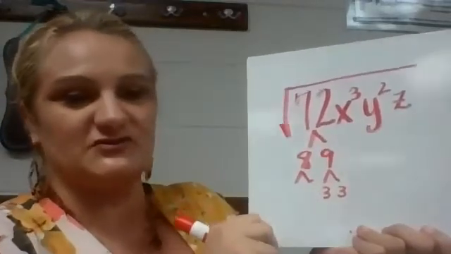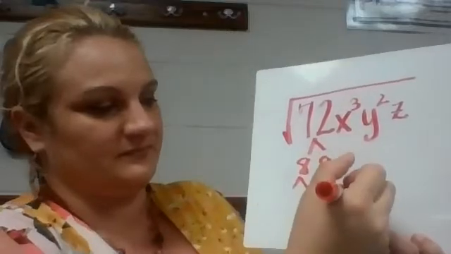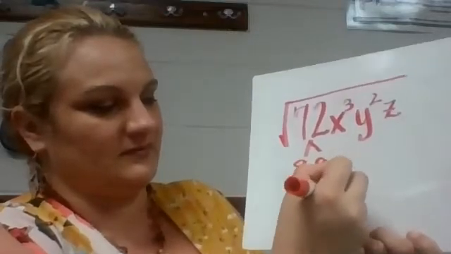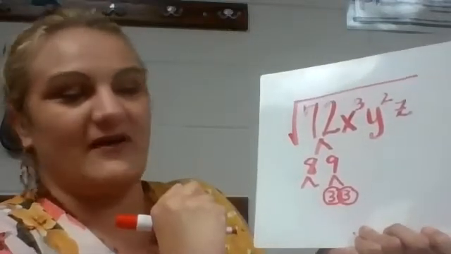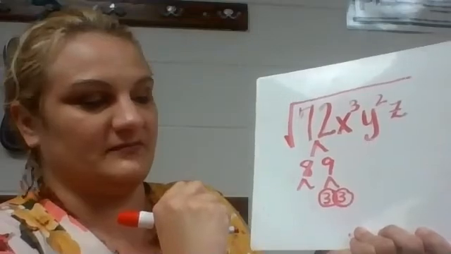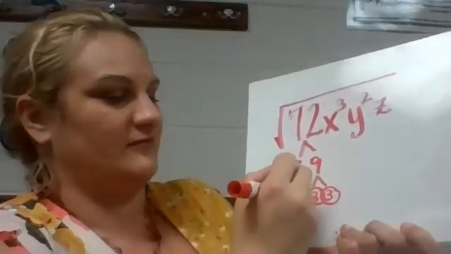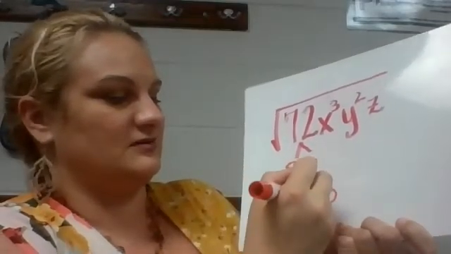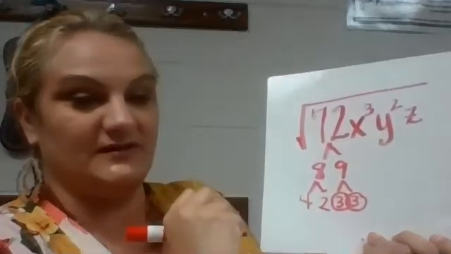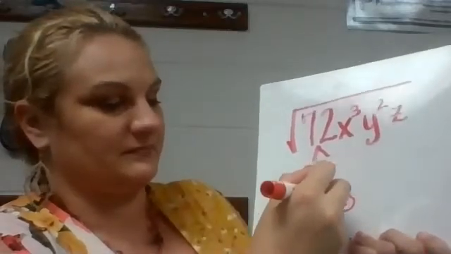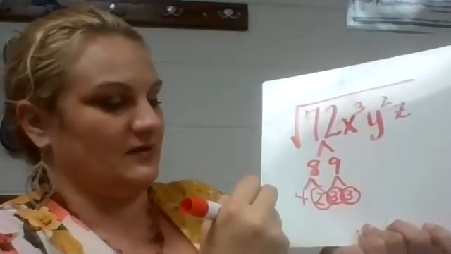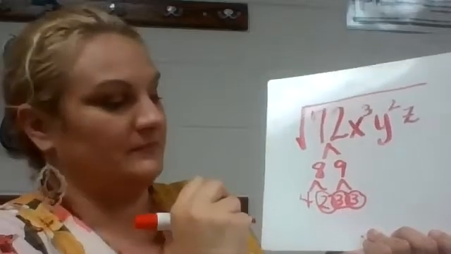Can I make any circles yet? Yes, you can. Circle the threes. Good job. What about 8? 4 times 2. Can I circle anything yet? Yes, the 2. And then 4 is 2 times 2.